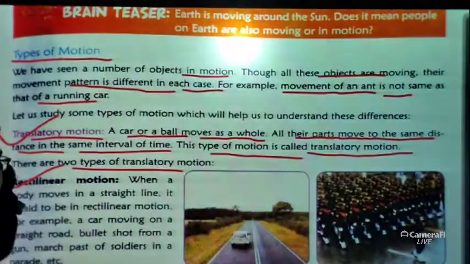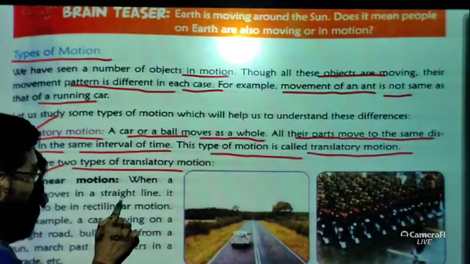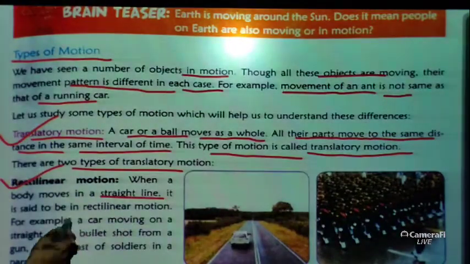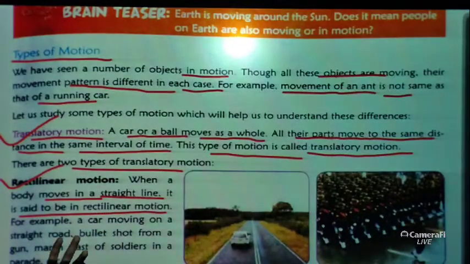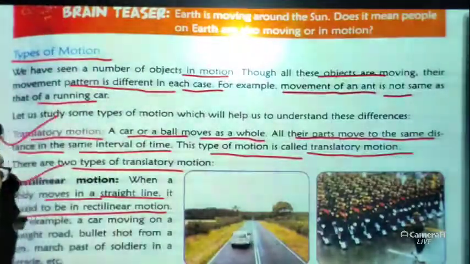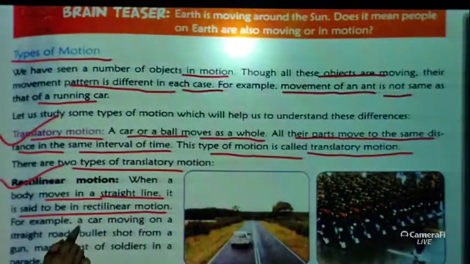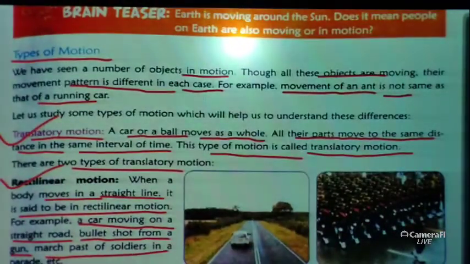So what do you mean by rectilinear motion? Rectilinear motion means you can say that this is a straight line motion also. When a body moves in a straight line, it is said to be rectilinear motion. As simple as that. If you go in a straight line, your motion will be rectilinear. For example, a car is moving on a straight road, a bullet shot from a gun, march past of soldiers in a parade.